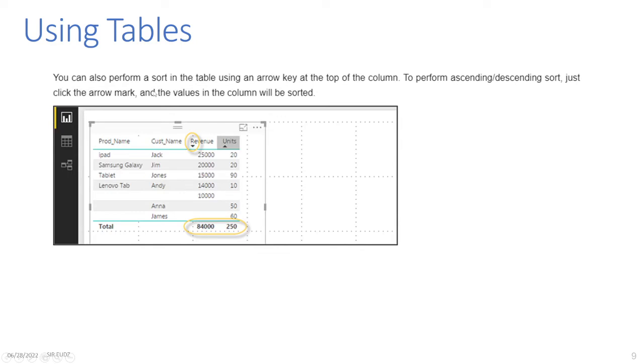You can also perform a sort in a table using an arrow key at the top of the column. To perform ascending descending sort, just click the arrow mark, and the values in the column will be sorted.